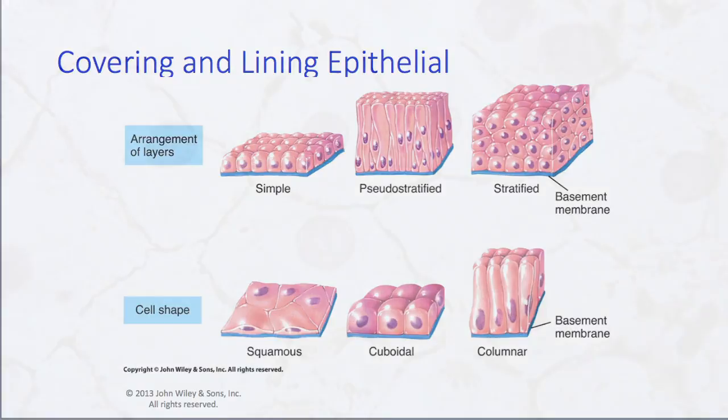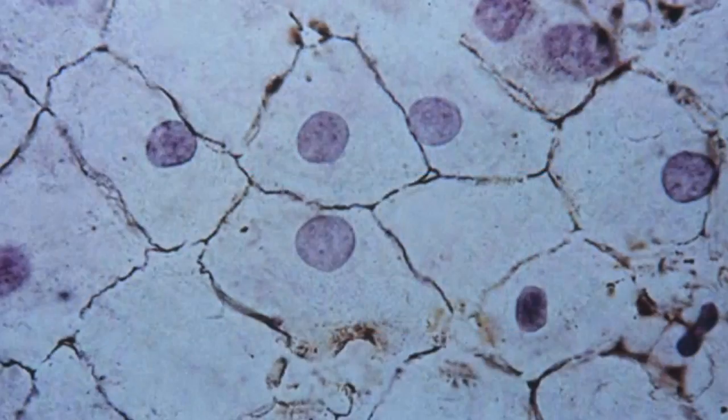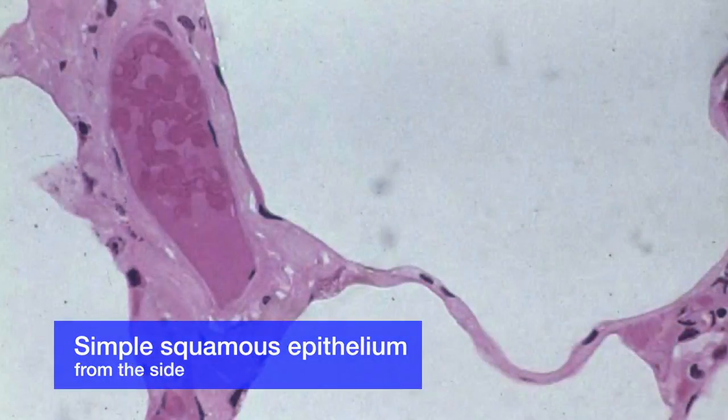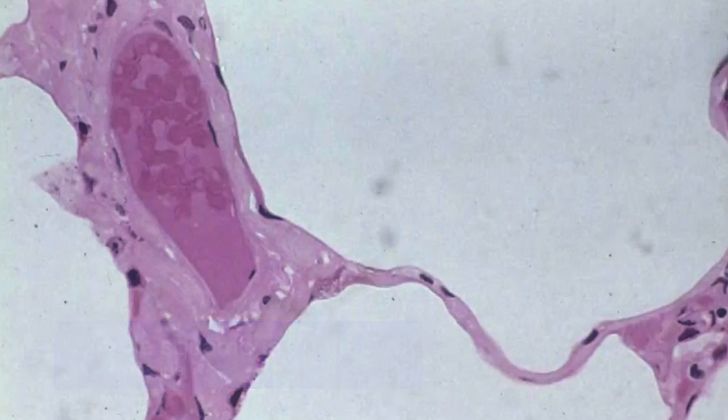The first type, simple squamous epithelium. You will see the nucleus in the middle of the cell looks round or spherical. The next slide is also simple squamous epithelium. And this one is from the side; the previous one is the view from above.